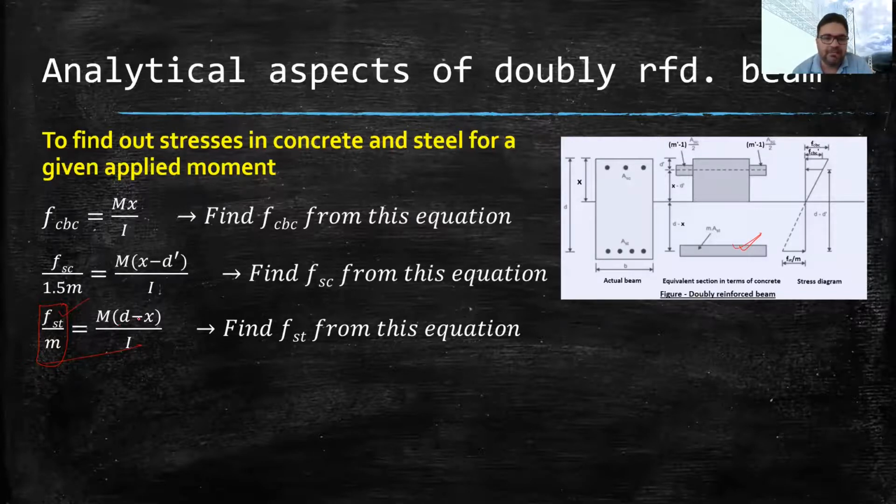And this time the distance d minus x is the distance between the neutral axis and the point where we are supposed to find out the stress. So this time we are finding the stress at the CG level of the steel. So the distance is d minus x, and that is the value that we have used here.